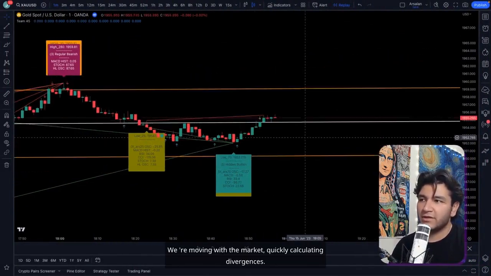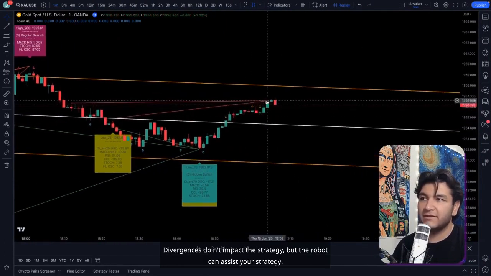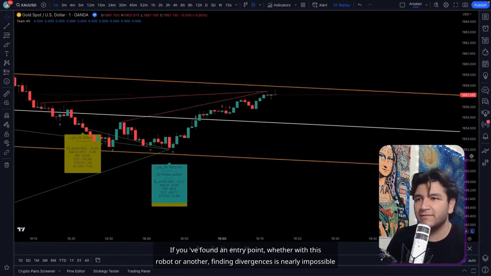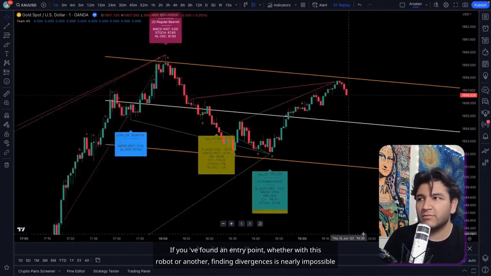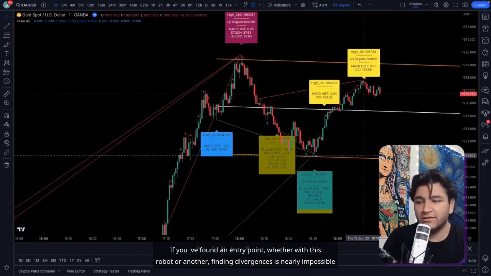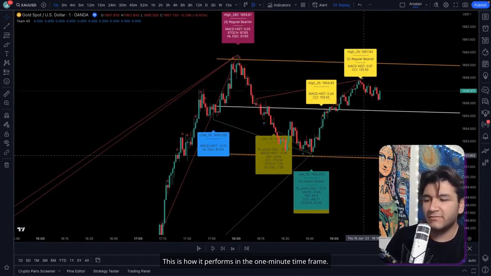We're moving with the market, quickly calculating divergences. Divergences don't impact the strategy, but the robot can assist your strategy. If you've found an entry point, whether with this robot or another, finding divergences is nearly impossible. It's amazing. This is how it performs in the 1-minute time frame. A hit on the trend line and a divergence.